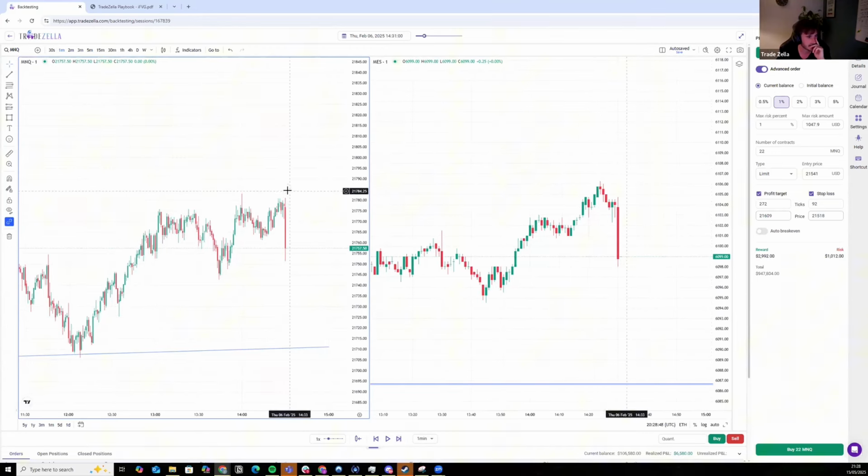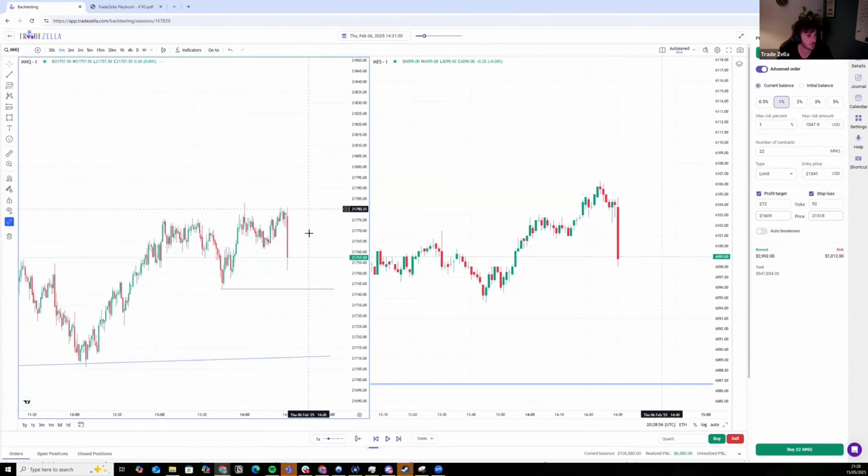Okay, so we instantly sell off. Our bias is still bullish. So we need to see at least these lows get taken out here, really, to look for some sort of long position.